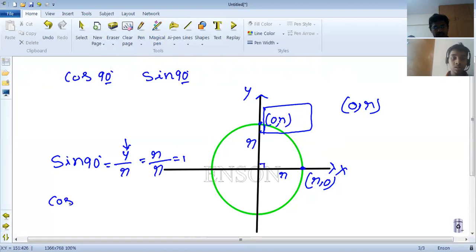And we need to find the value for cos also. So cos 90, what is cos theta? x by r only, right? x coordinate by r. So now at this point, what is the x coordinate value? How much is the x coordinate value?